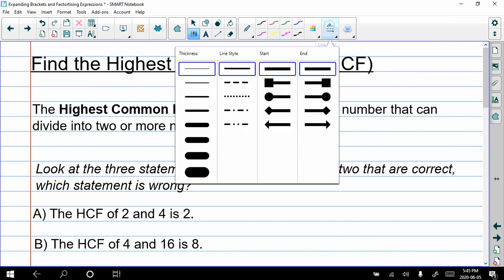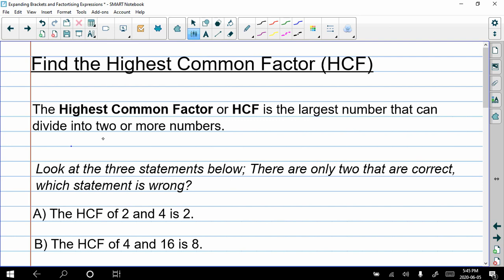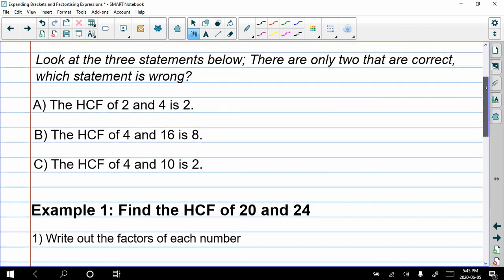Hi, and welcome back. Today we're going to find the highest common factor. So the highest common factor, or HCF, is the largest number that can divide into two or more numbers. Right? We've done this before, but it's really important when we're going to go and factorize to have this concept kind of nailed in. So look at the three statements below.